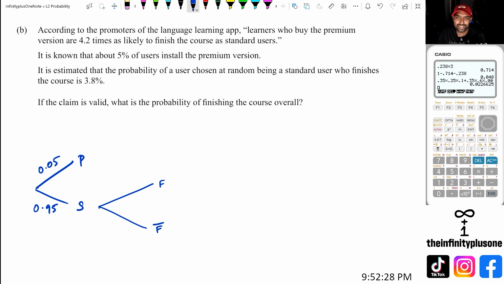Not going to lie, this is actually a little bit tricky, this particular one, because it says it is estimated the probability of a user chosen at random being a standard user and finishes the course.